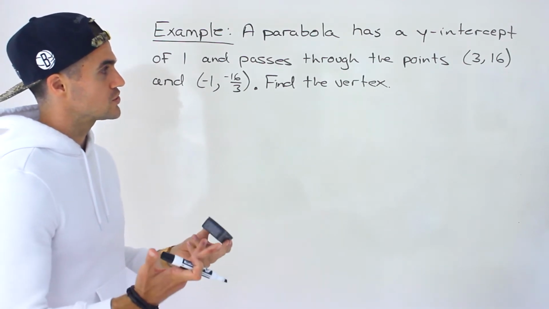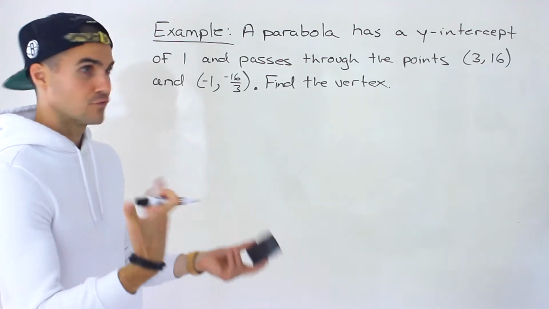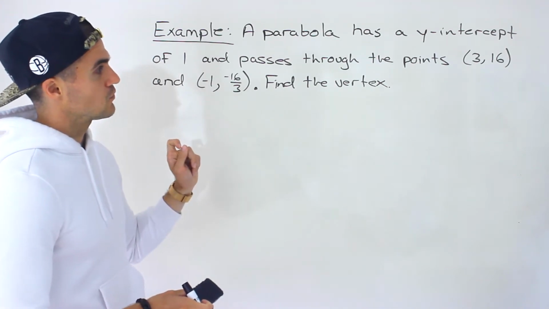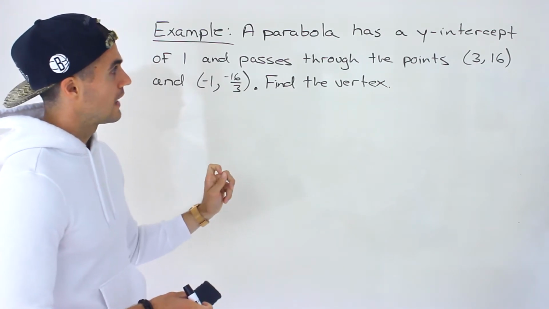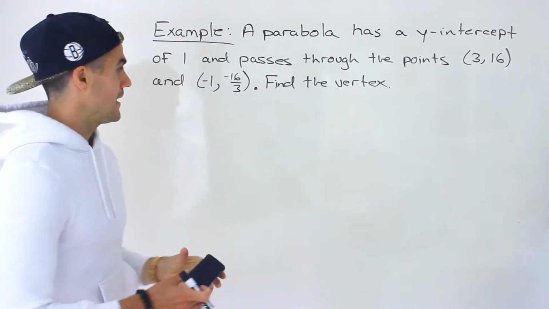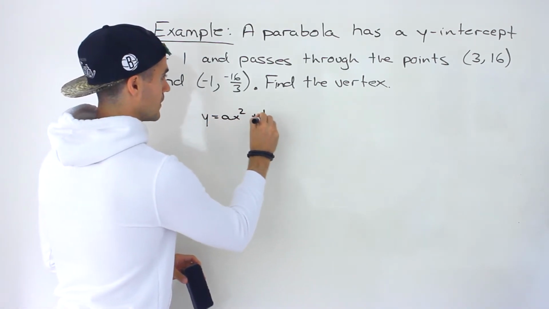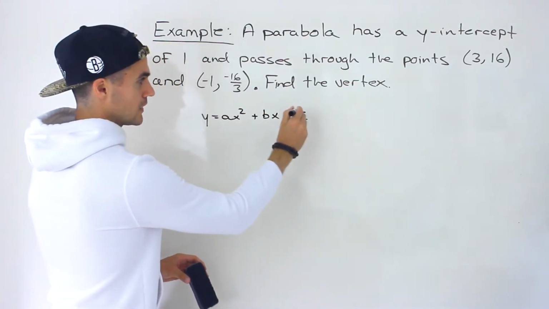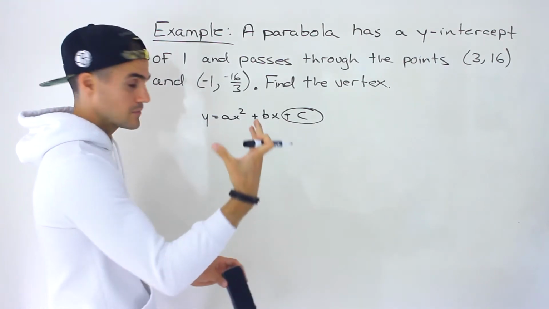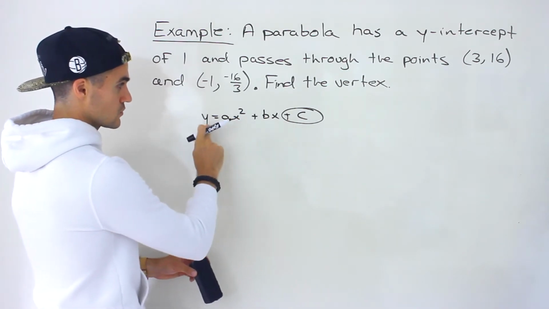Now we have a couple of equations to choose from: standard form, vertex form, factored form. Eventually we're going to have to get the vertex form in order to get the vertex, but the question is which one is best to start with. Especially because we're given the y-intercept, it's best to start with the standard form, because the y-intercept is always going to be the c value in standard form, right? Because at the y-intercept, the x value is 0. So this is 0, this is 0, so y is just equal to c.